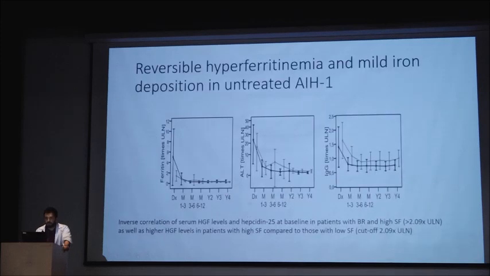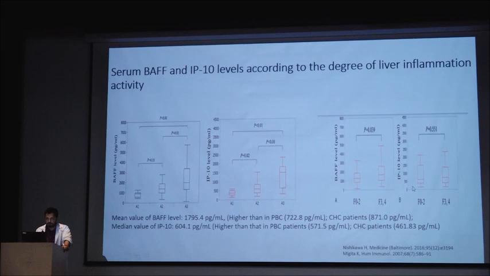And the ferritin level is usually reversible, and it reverses earlier than ALT or the IgG level. Coming on to the other markers of clinical activity, that is B cell activating factor and interferon inducible protein 10, which are higher in patients with autoimmune hepatitis. The mean level of B cell activating factor is usually around 1795 picogram per ml, and the interferon inducible protein 10 is 604, and it is higher than seen in PBC or chronic hepatitis B. Similarly, patients who have a higher grade of fibrosis usually have higher IP10 and BAFF levels.